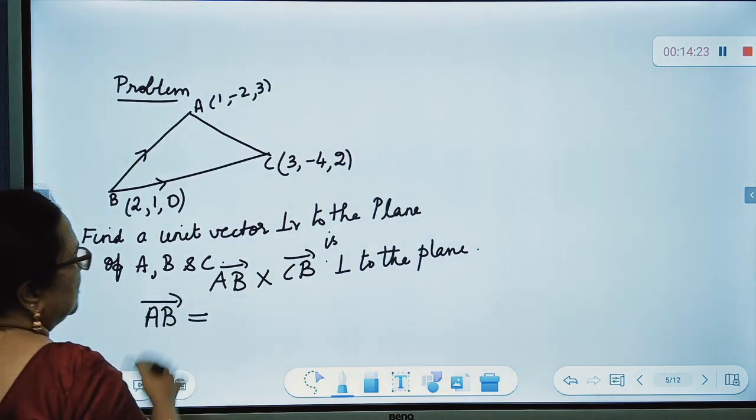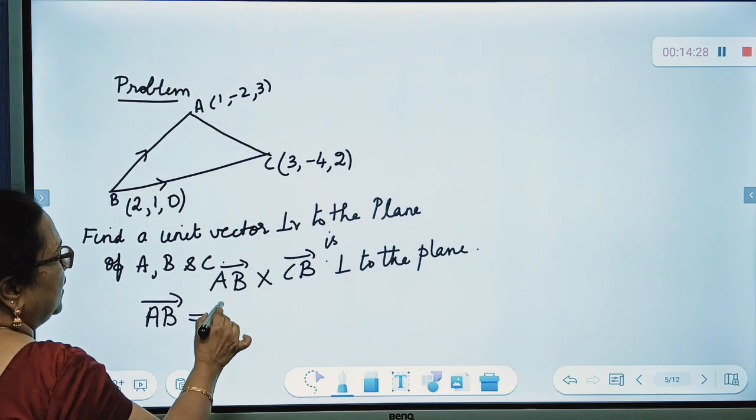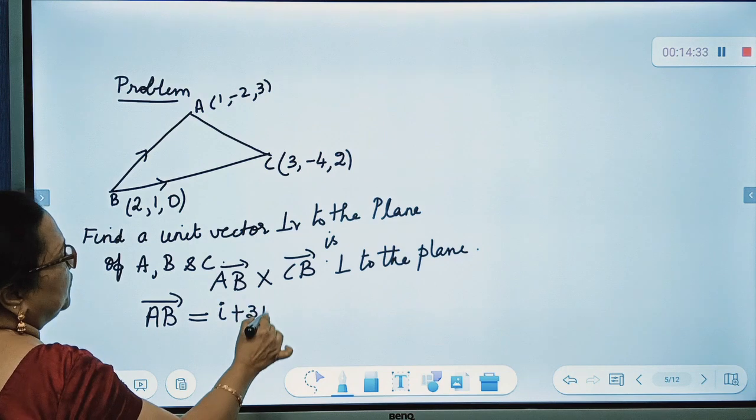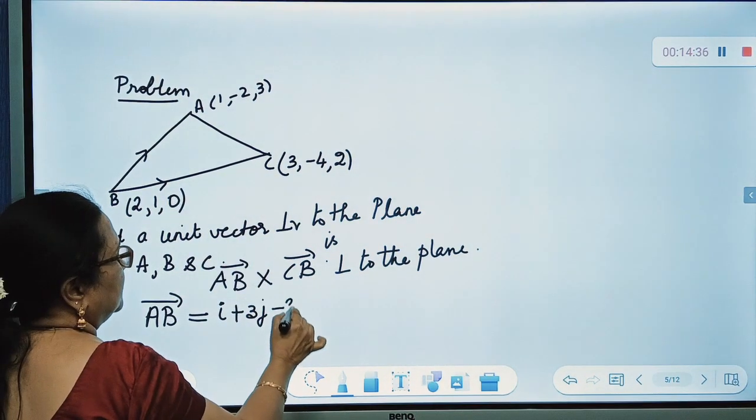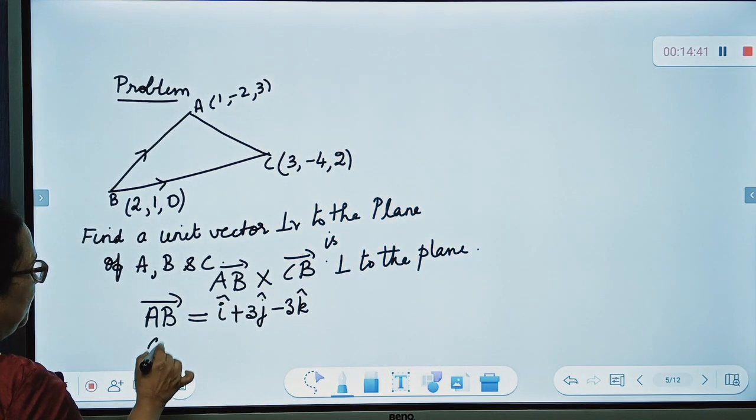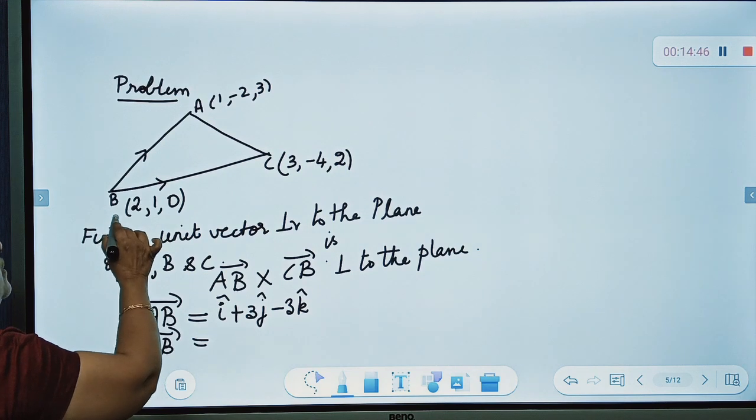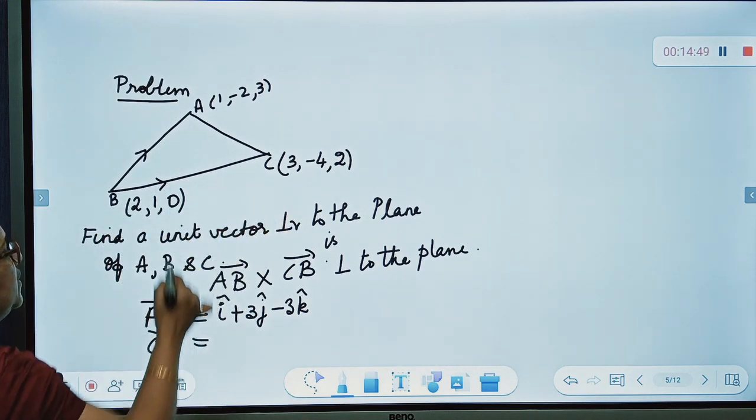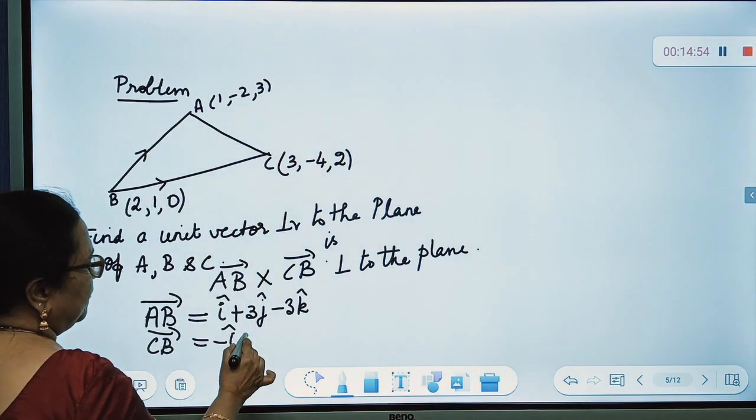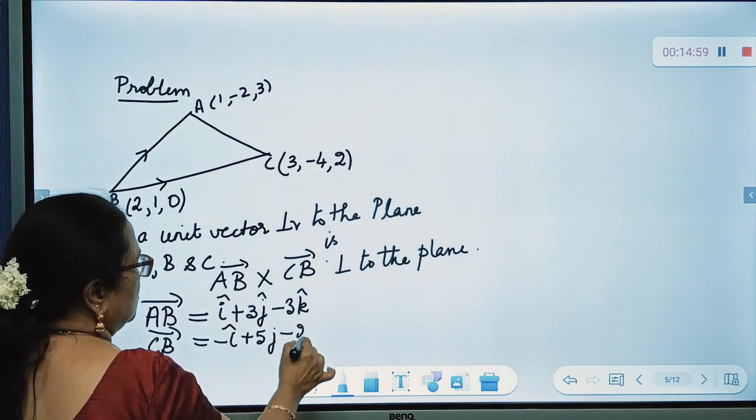Now what will be AB vector? AB vector is position vector of B minus position vector of A. So 2 minus 1 i, 1 minus of minus 2 plus 3 j, 0 minus 3 k. What is CB vector? B minus C. So what will I get? 2 minus 3, minus i, 1 plus 4 which is 5j, 0 minus 2 which is minus 2k.